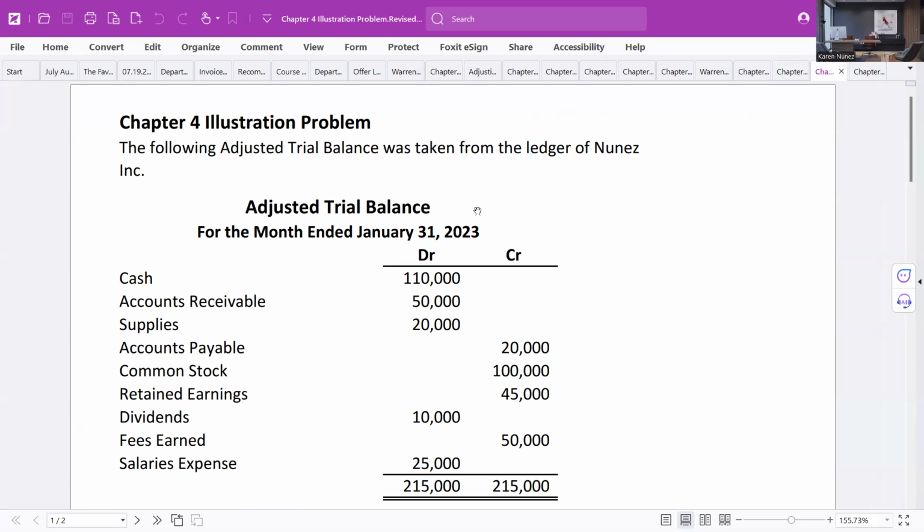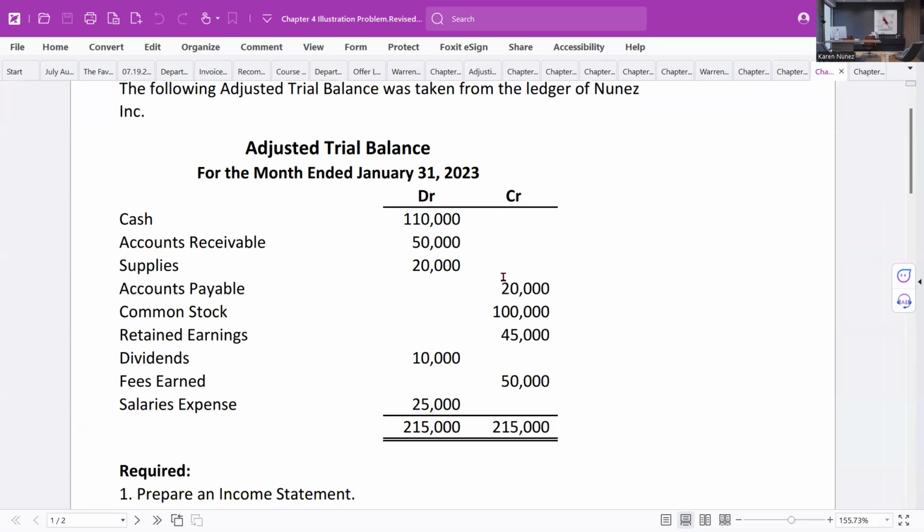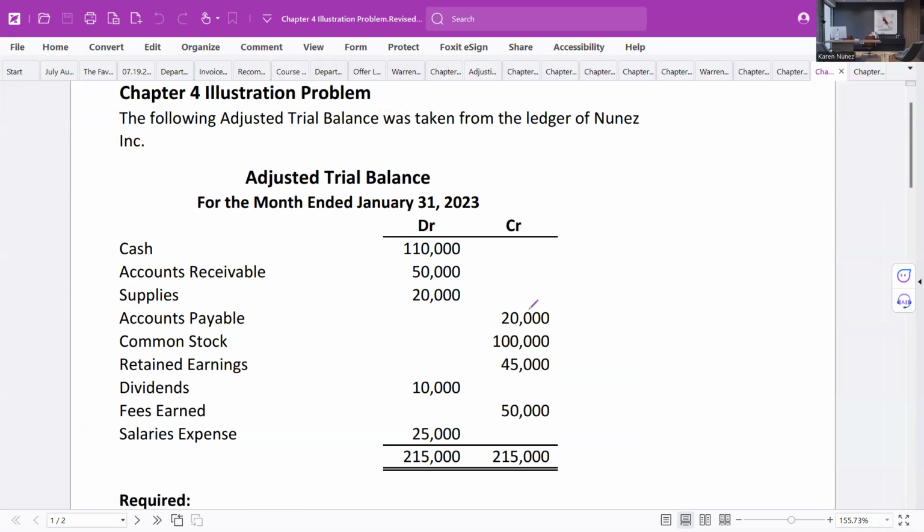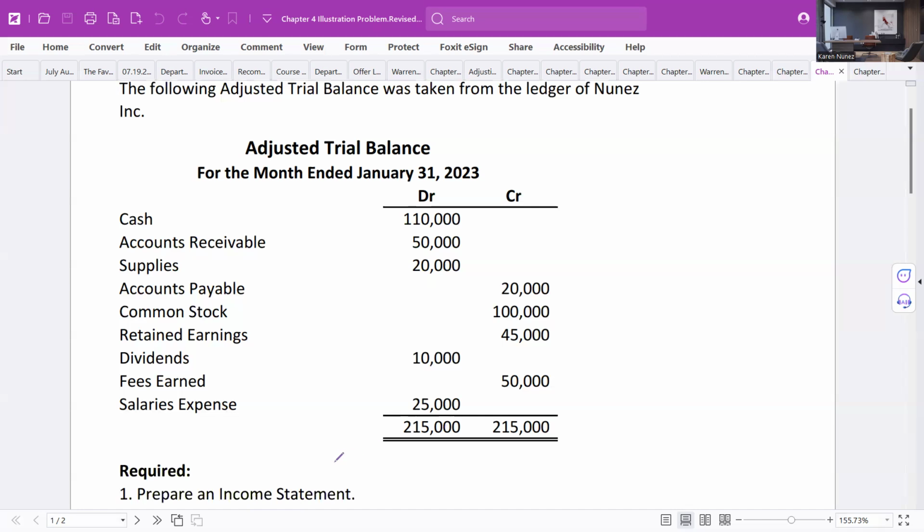That's what we have after the end of chapter 3. After all the adjusting entries have been posted, we have an adjusted trial balance. And what we want to be able to do on this adjusted trial balance is identify the items that we need for our financial statements. Well, the first financial statement that we need is the income statement.